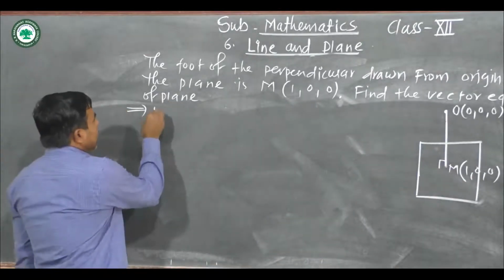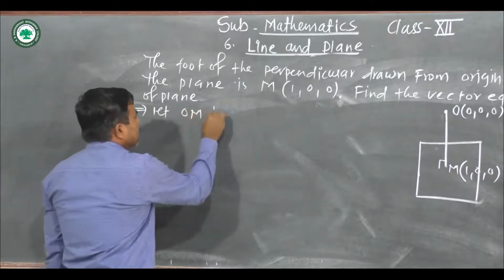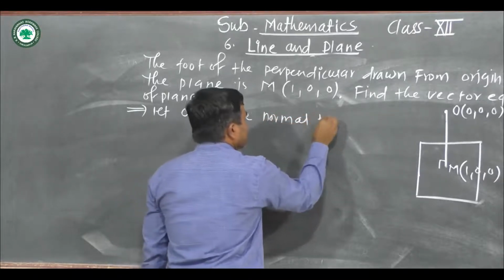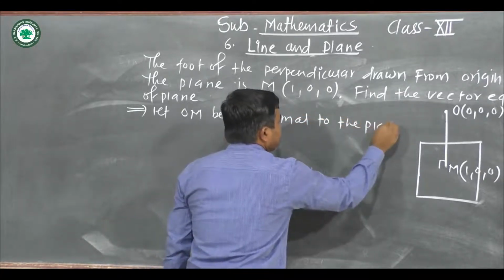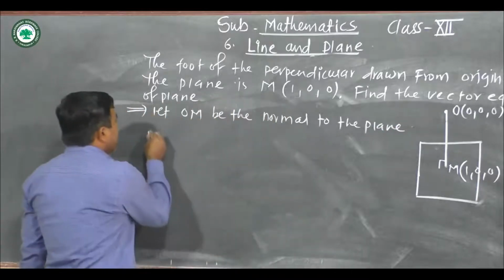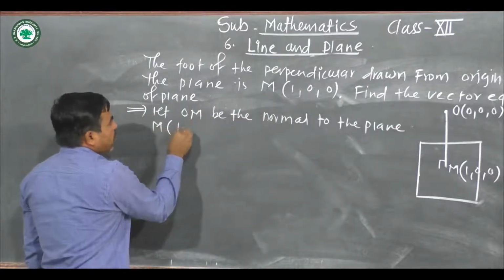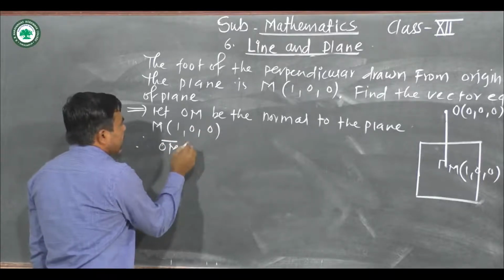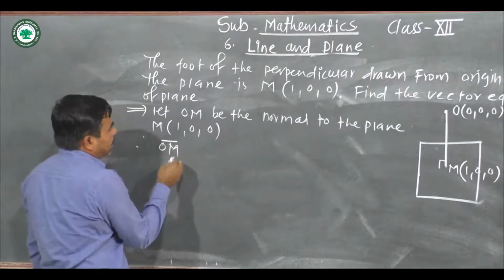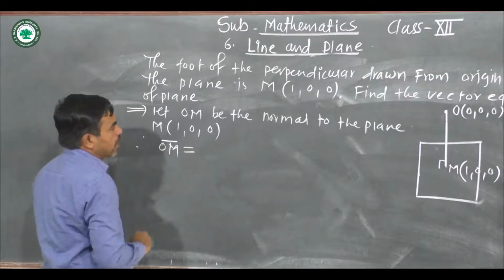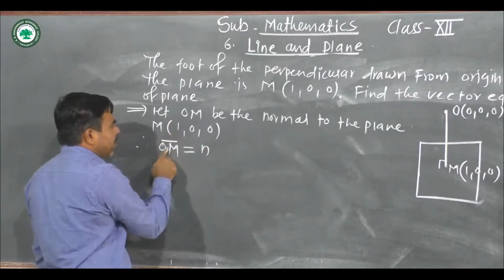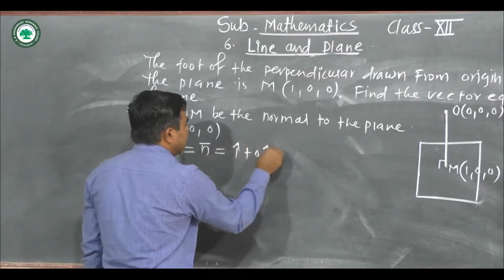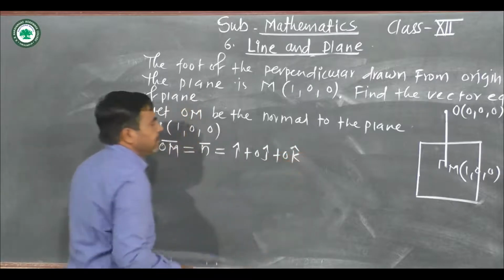So let OM be the normal to the plane. M is 1, 0, 0. So therefore OM bar is equal to, OM is normal, so OM bar is N bar, and it is equal to I cap plus 0 J cap plus 0 K cap.